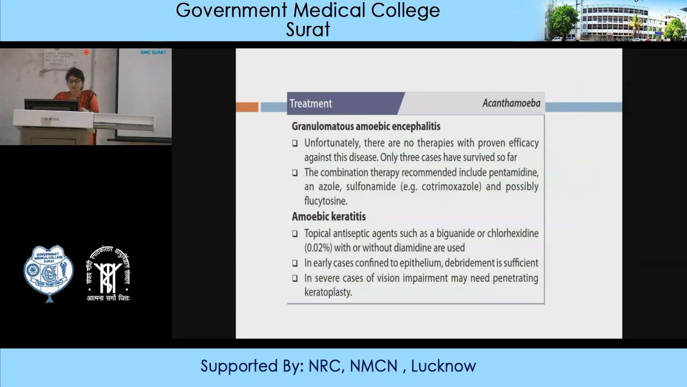Treatment for Acanthamoeba in the case of granulomatous amoebic encephalitis: here actually no established therapy exists, but you can use combination therapy like pentamidine, azoles, sulfonamides and possibly flucytosine. In the case of amoebic keratitis, you can use topical antiseptic agents like biguanides and chlorhexidine, that is 0.02%. In early cases, debridement is sufficient, and in severe cases, keratoplasty is required.